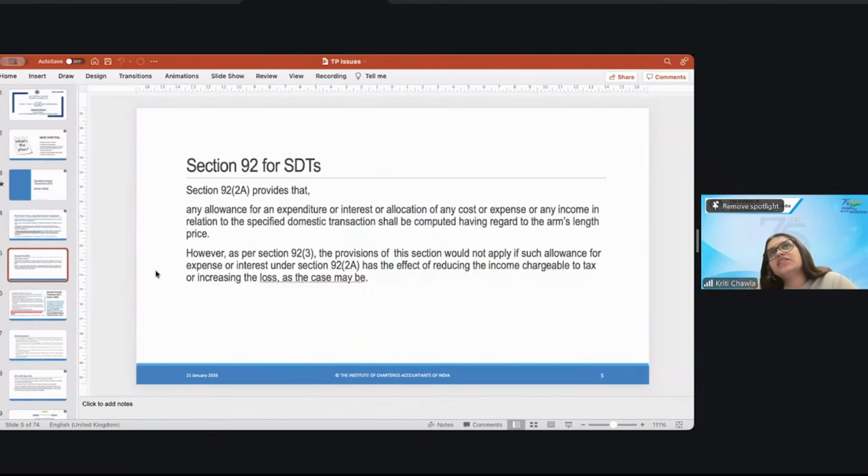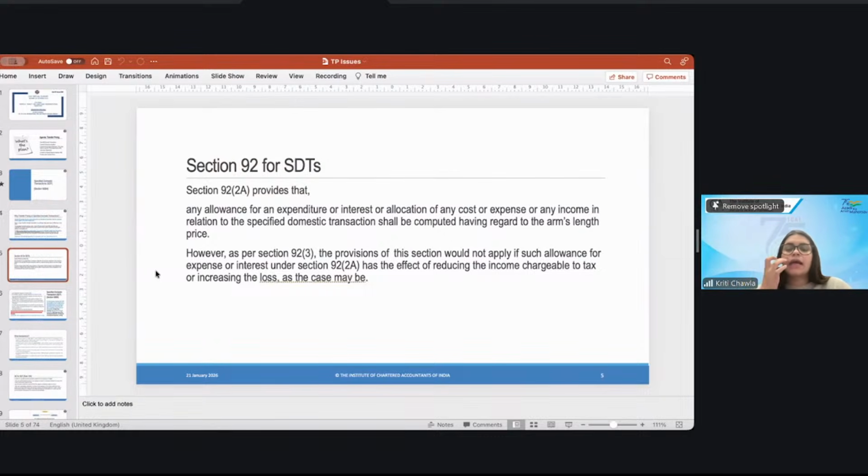So what they're really trying to say is that even in case of domestic situations, even in case of specified domestic transaction, it has to be computed with respect to the arm's length price. So everything that we've discussed, all the methods that we've discussed for transfer pricing, the entire benchmarking exercise, the entire compliance that we've discussed briefly, everything applies to specified domestic transactions also.